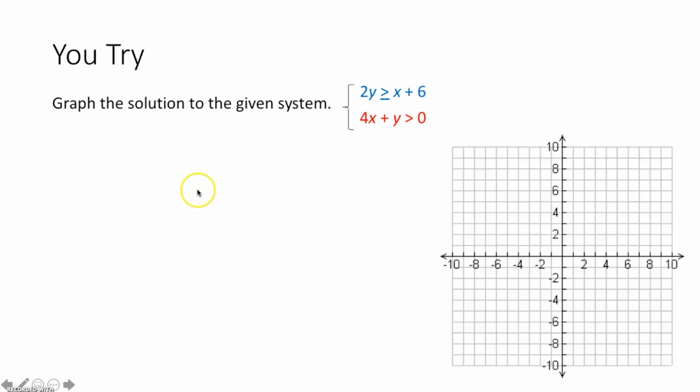Okay, so here, again, we want to graph both of these on the same coordinate plane. When we graph our first one, we have to decide, is it in slope-intercept form? Y equals mx plus b. Well, it's really close, right? Y and then mx plus b. We got to get rid of this 2, though.